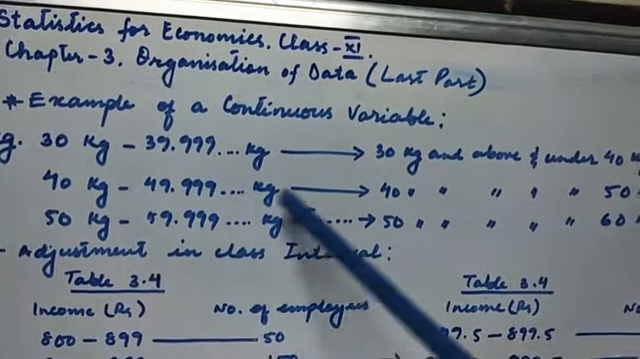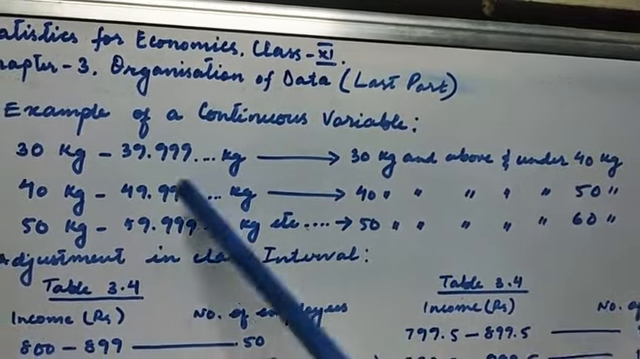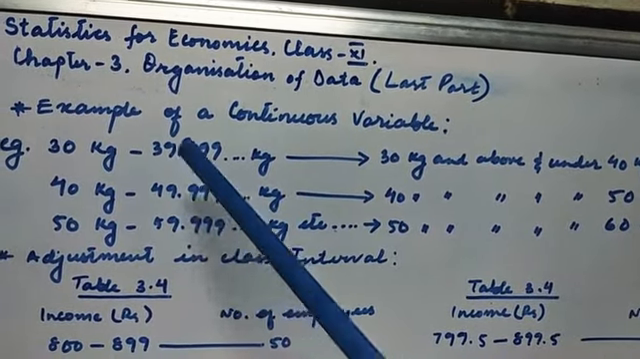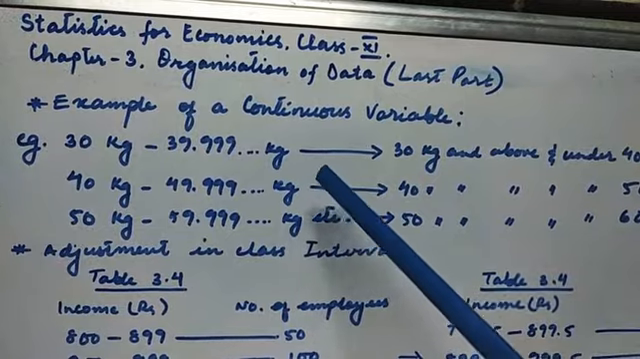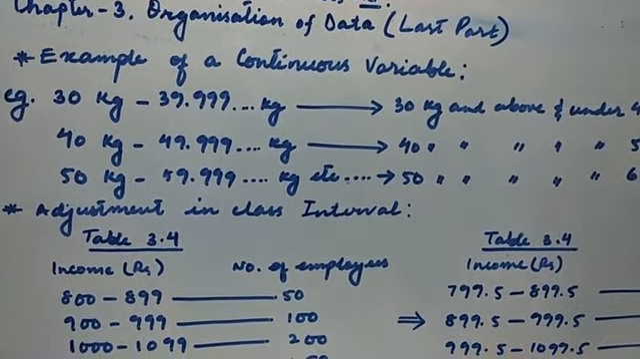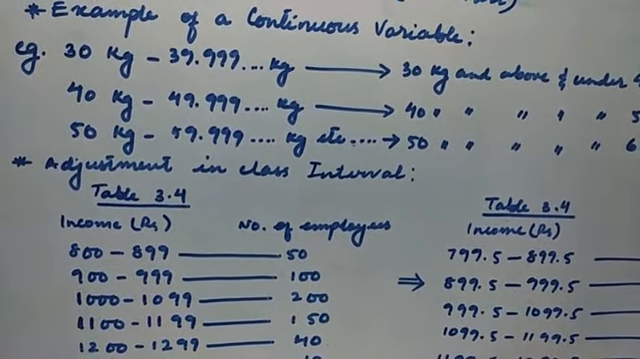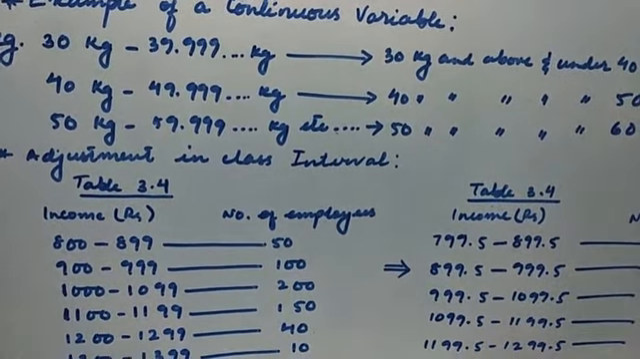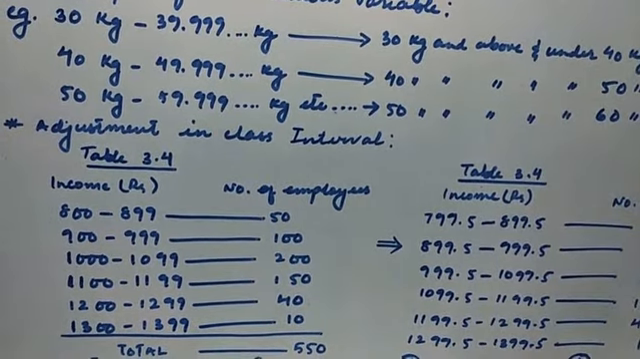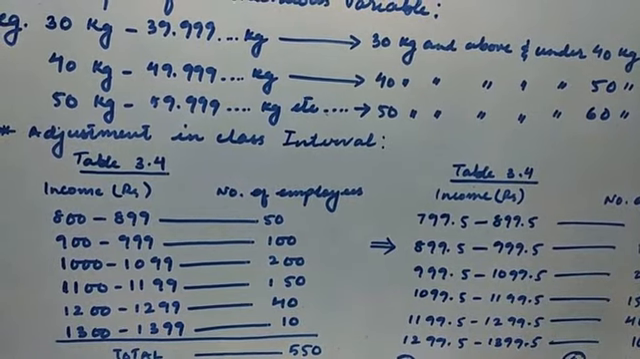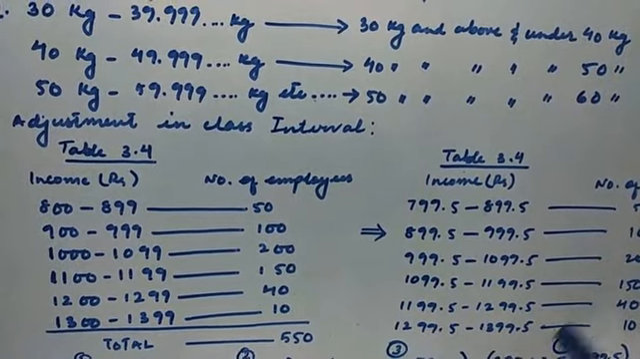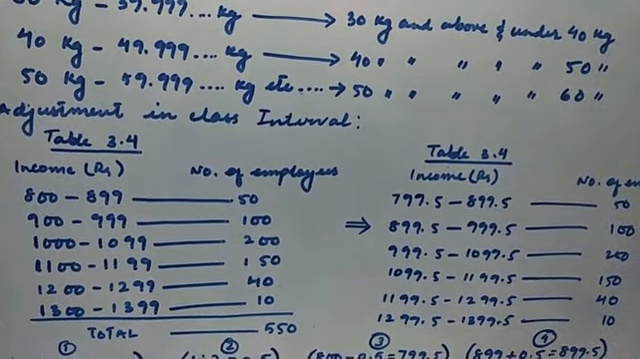Again here, 40 kg and above and below 50 kg, and 50 kg and above and below 60 kg. So this is a simple example of a continuous variable. We have talked about class intervals and what the class interval should be, and now we are giving you an example of how to adjust the class interval. When a question is asked on adjustment in class interval, you should be able to adjust the interval following the steps.